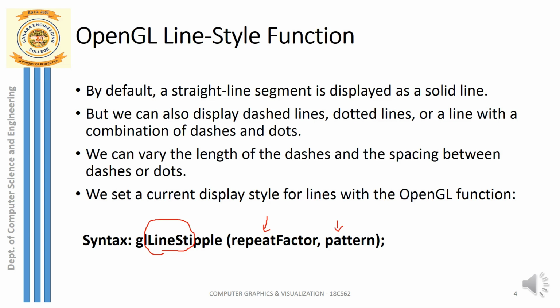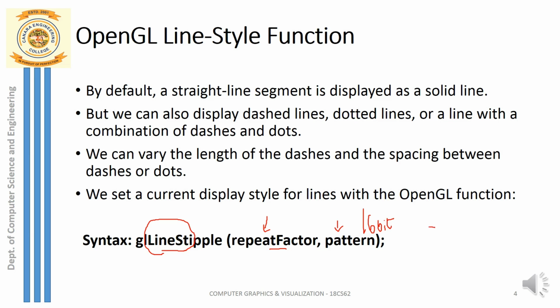The repeat factor is an integer value that you pass. It can be 1 or 2 or 3, depending on what type of line you want to draw. The pattern is a hexadecimal value that you pass as a parameter, a 16-bit hexadecimal value. So this line stipple will draw a line in the required style.